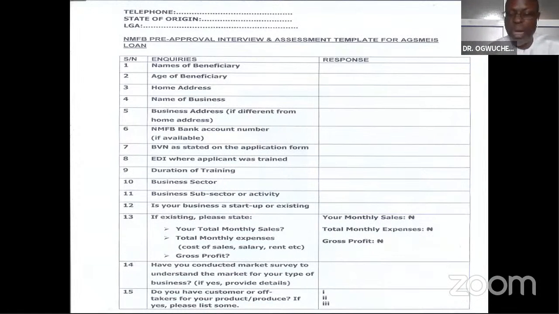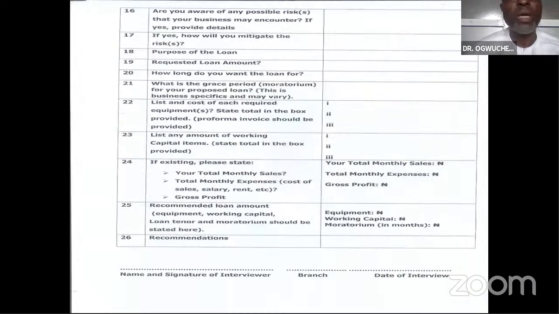So that is what they mean by off taker. Okay. Right. Then at 16, are you aware of any possible risk that your business may encounter? If yes, provide details. Okay, in doing the SWOT analysis, remember risk is about threats also. So if you are able, are you aware of any risk?